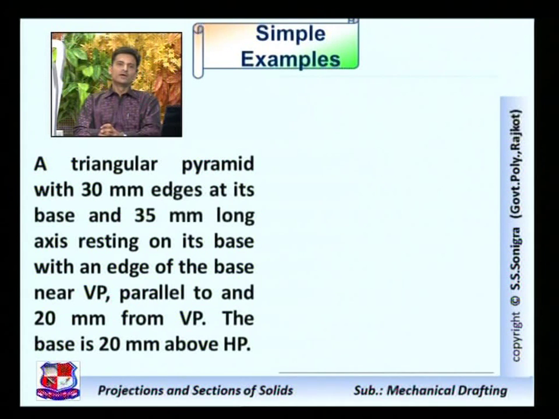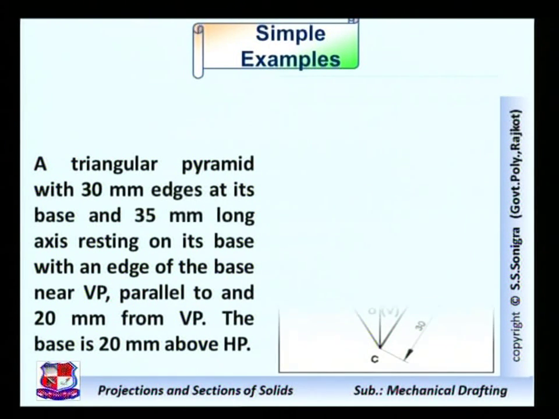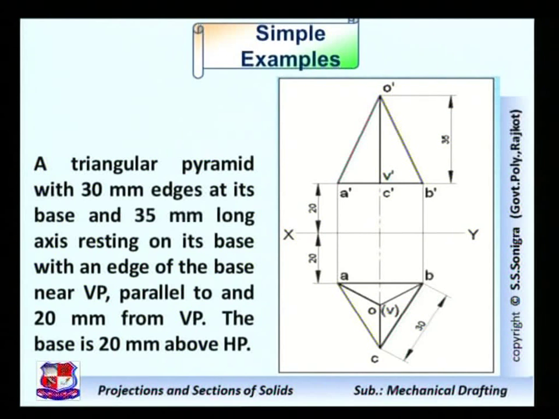Here it is given that the axis resting on base with an edge of the base near to VP. So we have to draw its front view in such a way that the apex point should be nearer to VP and parallel to and 20 mm from vertical plane. It is at a distance of 20 mm from VP, and it is also given that the base is 20 mm above HP. So its front view would be 20 mm above XY line, and the solution would be like this. This is the solution for this problem.